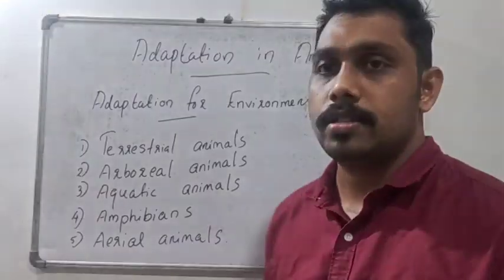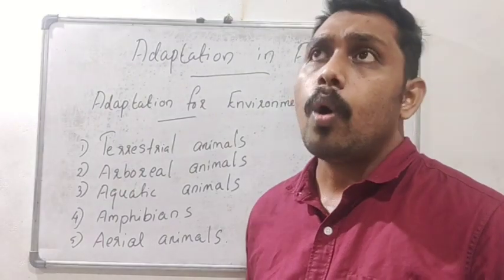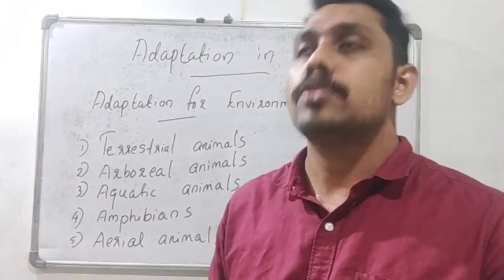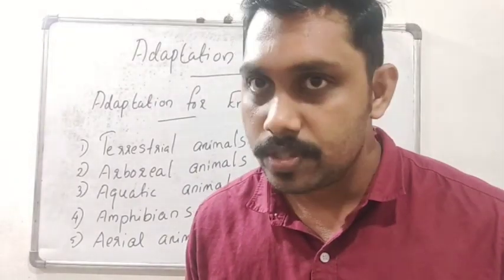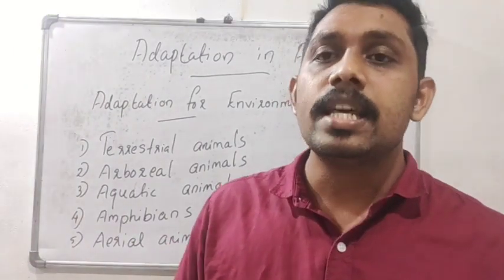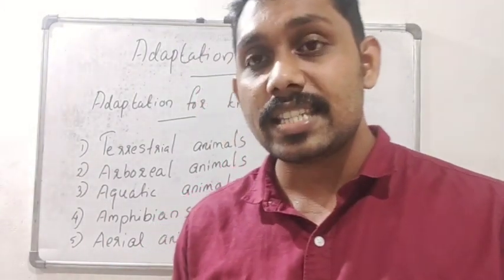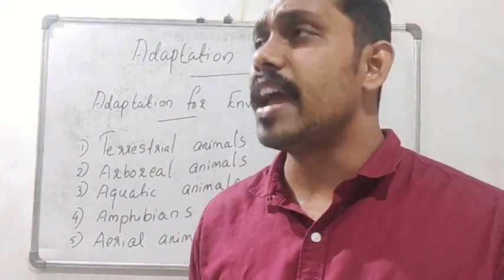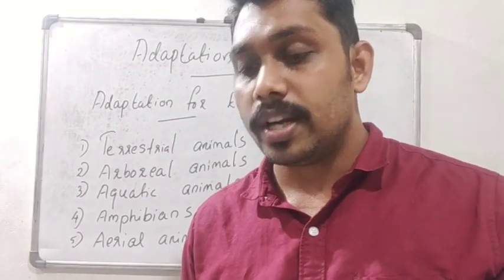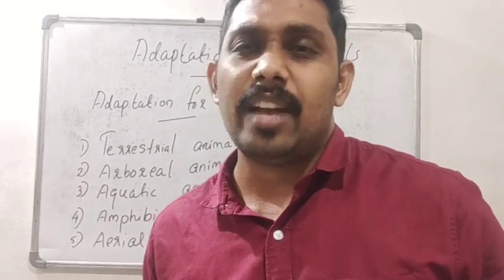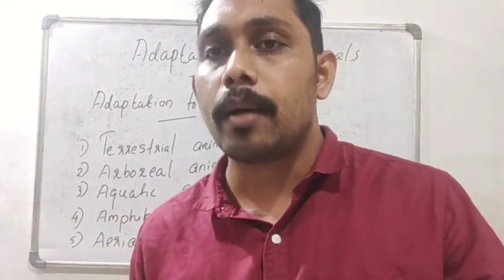Second one is arboreal animals. Like what? Monkey is an arboreal animal. My dear students, we always see monkeys in where? In trees. So animals that live mostly on trees are called arboreal animals. Monkeys and squirrels are arboreal animals. They have the ability to hold on to trees because of their long limbs and long tail, which help them to climb trees and hang down from branches.